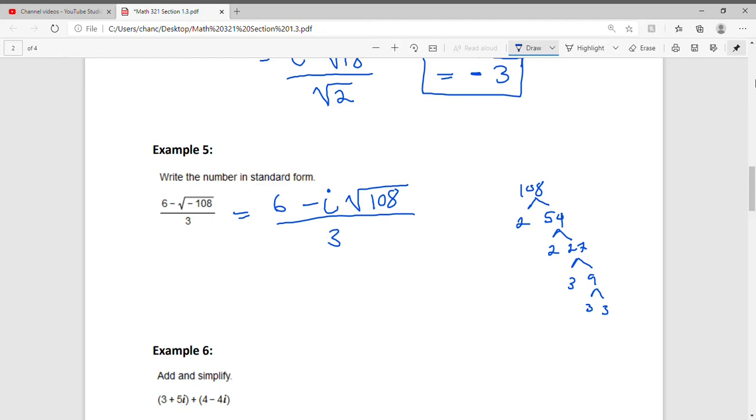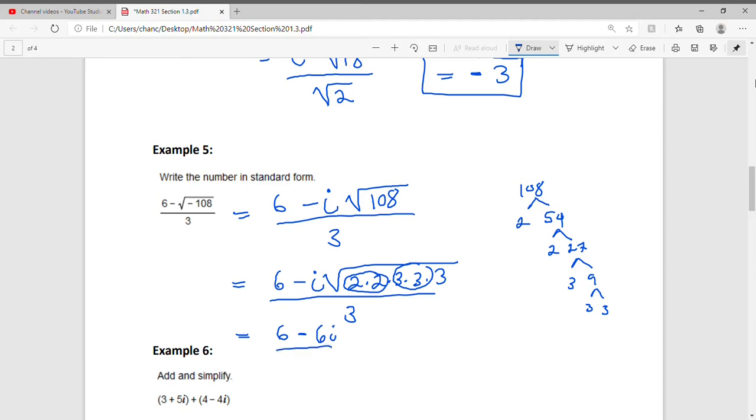So let's rewrite this as a product of these numbers. So let's do 2, 2, 3, 3, 3. Again, if you're not sure, why don't you multiply 2 times 2 times 3 times 3 times 3, and it better give us 108. And you can check that for yourself, make sure it's right. Looking for groups of 2 here. So I get 6 minus, this 2 times 2 is going to go to the front. So I have 6i over 3. Oh, I forgot a radical here. This should be the square root of 3, because there's still a 3 left.